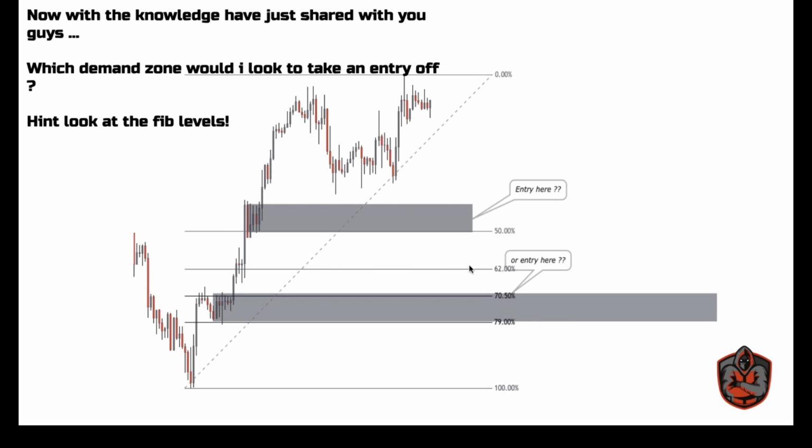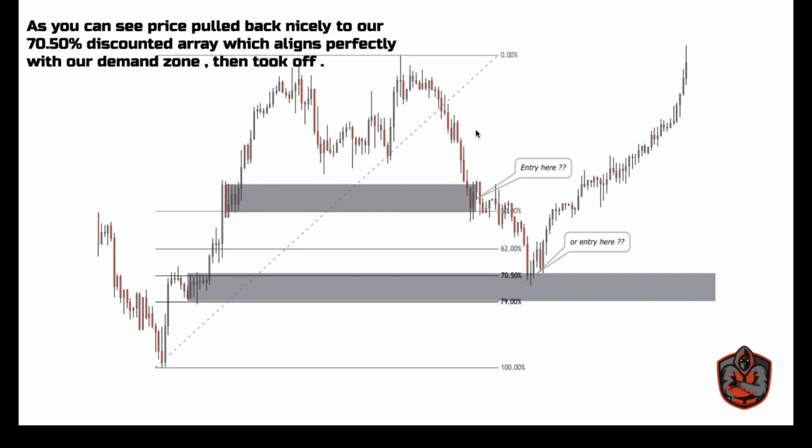So when price pulls back, institutions would be buying at a cheaper price to then push price back up. Does that make sense? So as you can see here, price pulls back to our discounted demand zone and then moves over to the upside.